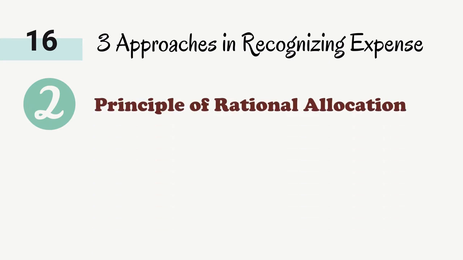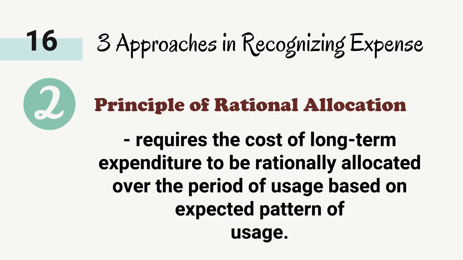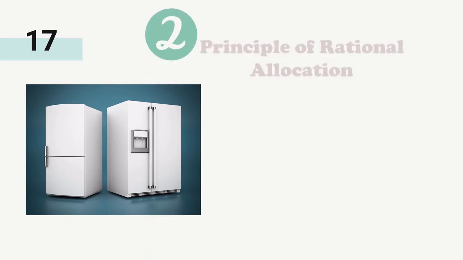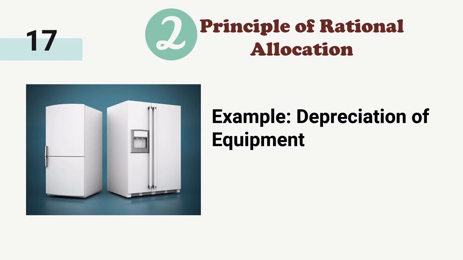Next, number 2, principle of rational allocation. This requires the cost of long-term expenditure to be rationally allocated over the period of usage based on expected pattern of usage. Let's take a look at this example. Depreciation of equipment. In your Accounting 1, you've learned the formula used to compute for the depreciation. Naalala niyo pa ba?